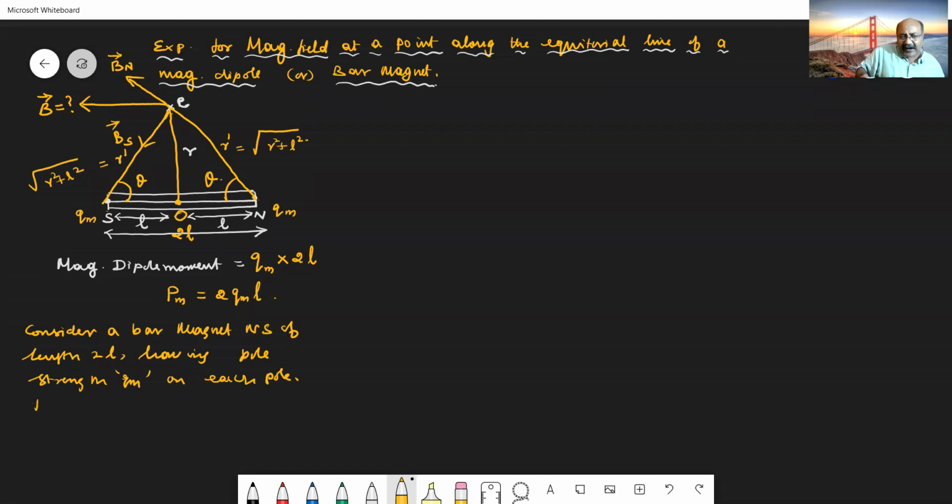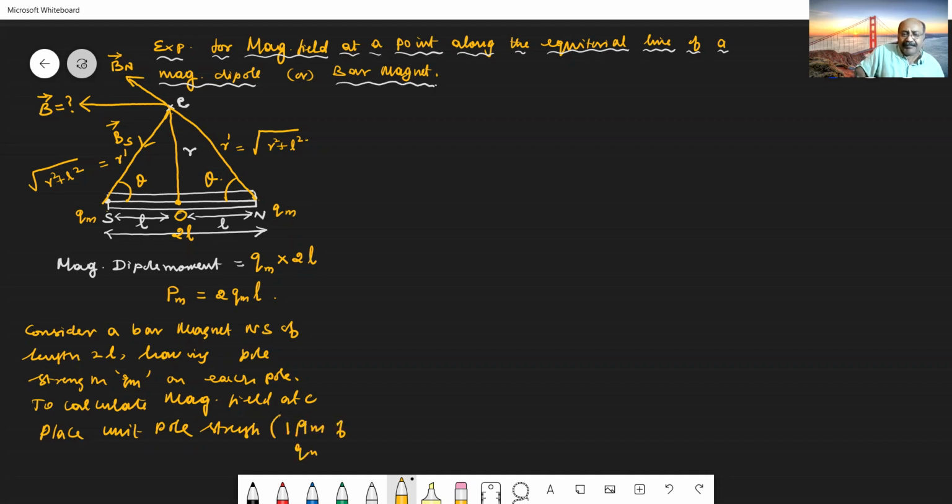See what I have to calculate. To calculate the magnetic field at C, first of all, you have to place a unit pole strength. Unit pole strength means you have to place 1 ampere meter of qm, so unit pole strength at C. Now at C, the net magnetic field can be calculated.